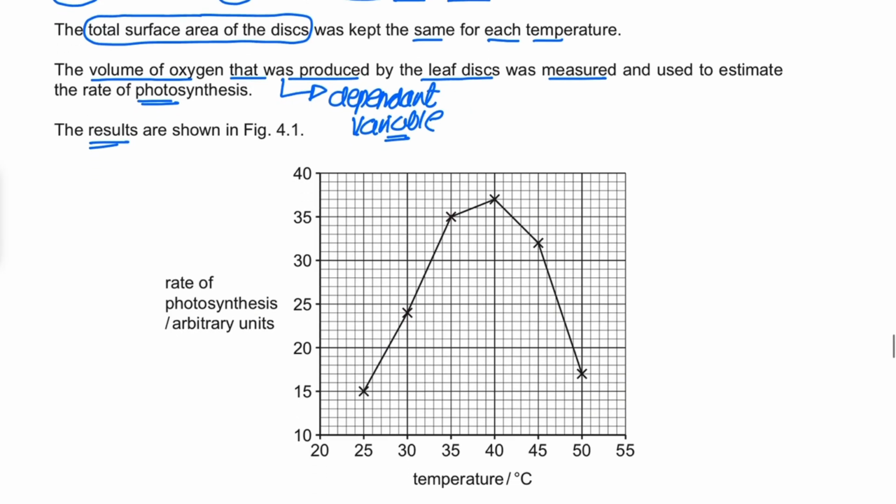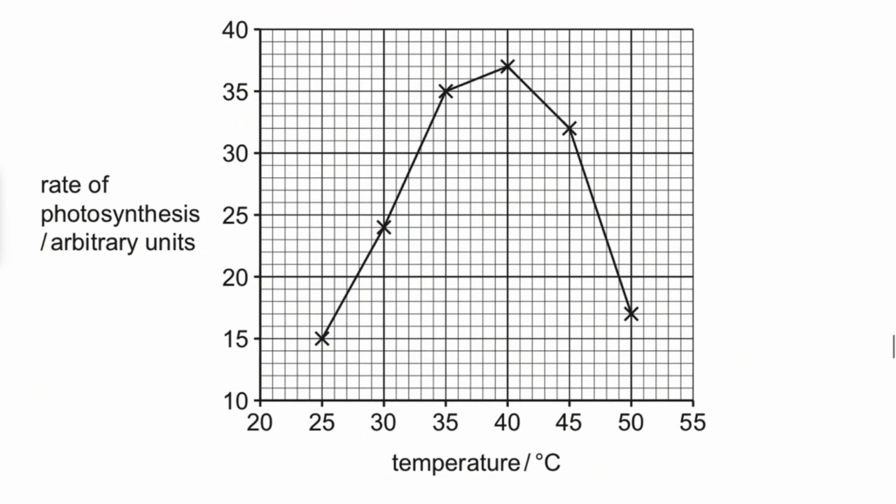Now the results are shown in figure 4.1. If I just zoom into this graph, you can see that on the x-axis is temperature, this is independent. The rate of photosynthesis in arbitrary units is shown on the y-axis. This is a dependent variable. On the x-axis, each small box represents one unit, like here we have 21 degrees centigrade, 22, 23, 24, and so onward. And on the y-axis, again, each small unit represents one arbitrary unit.